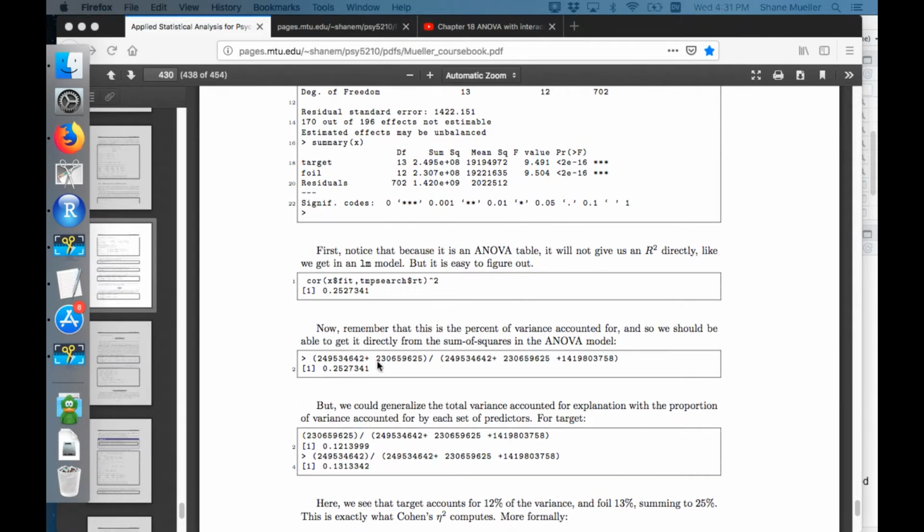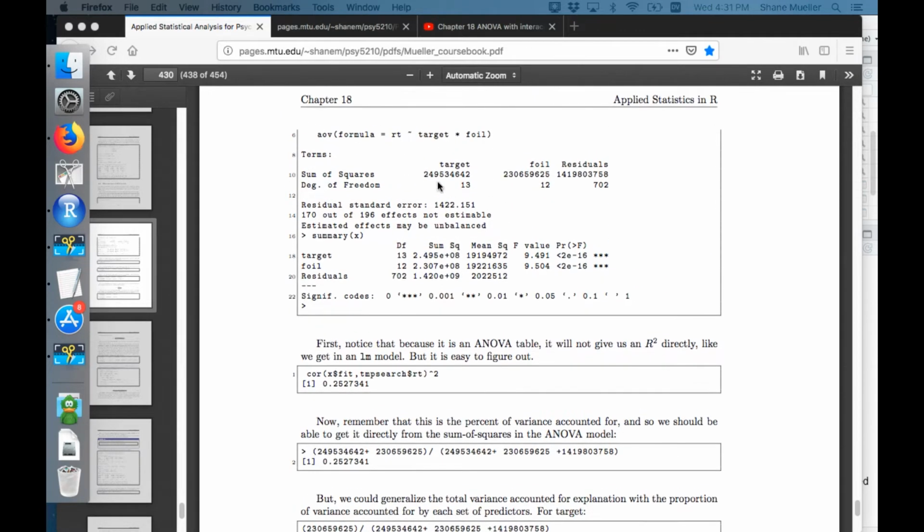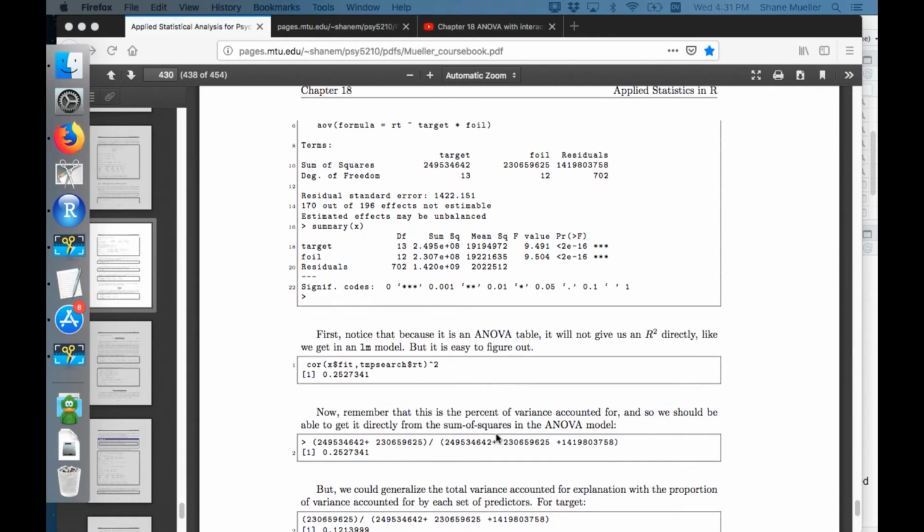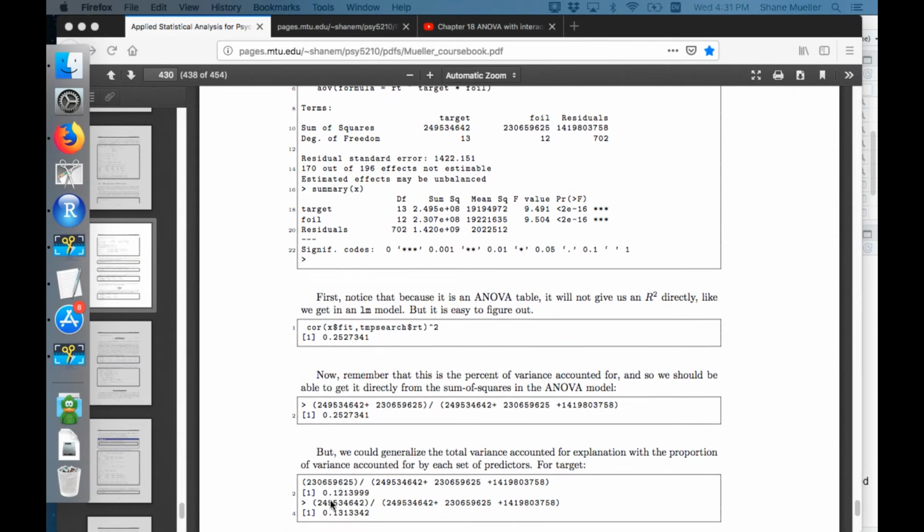But we can generalize this. So that would be the R squared, and the R squared is an acceptable effect size for the whole test. But we could generalize this, and we can say, well, how much does target alone account for? So I could say target, but then we have to ask, well, what do we want to divide by? Well, target accounts for this divided by this plus this plus this. We divided by all the variability in the model, and that comes up to 12%. And we could look at foil, and that comes up to 13%. 12% plus 13% is equal to 25%. So we could divvy up how much we account for based on how much each piece is.